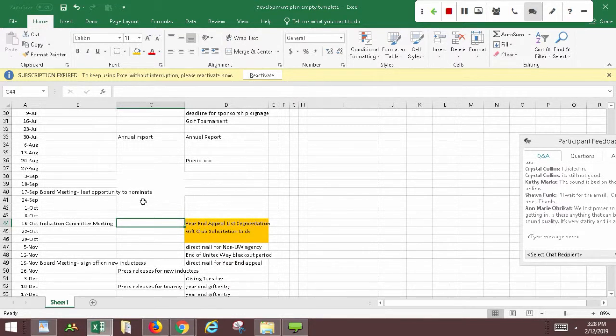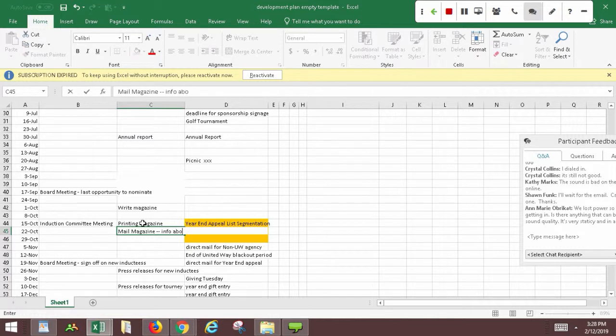So right around the 1st of October, I'm writing a magazine which is all the stories of the new nominees, printing it in mid-October, mailing it in late October with info about the basketball tournament, which is coming up in 2 months.